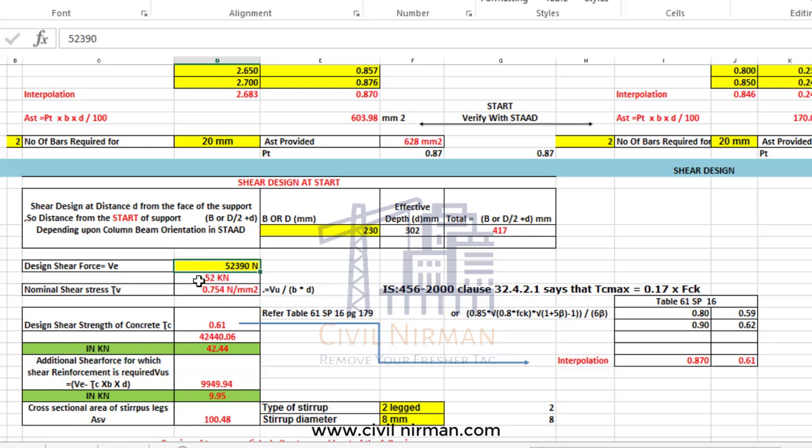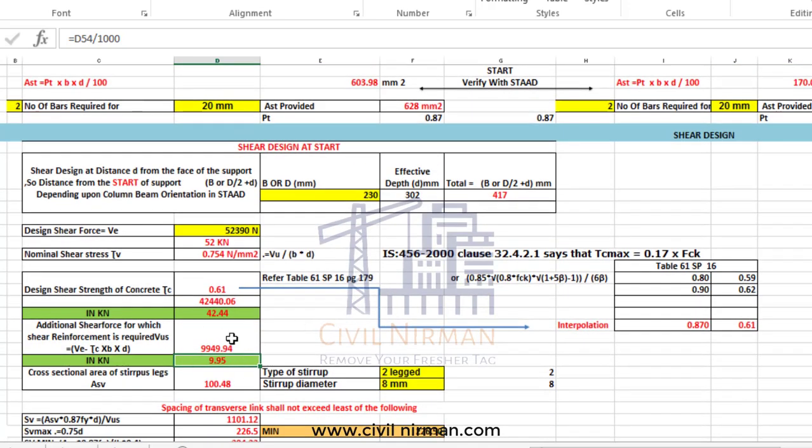So 52 kilonewton is the actual force and section capacity is 42.44. So now what will be the balance shear, or what is the additional shear for which we have to provide the shear reinforcement? So simple, 52 minus 42.44, right? So it will give you your balance shear, or the additional shear, for which we have to work out the shear reinforcement. So 52 minus 42.44 will give you 9.95 kilonewton. So for this particular amount of shear force, we have to provide additional shear reinforcement, right?